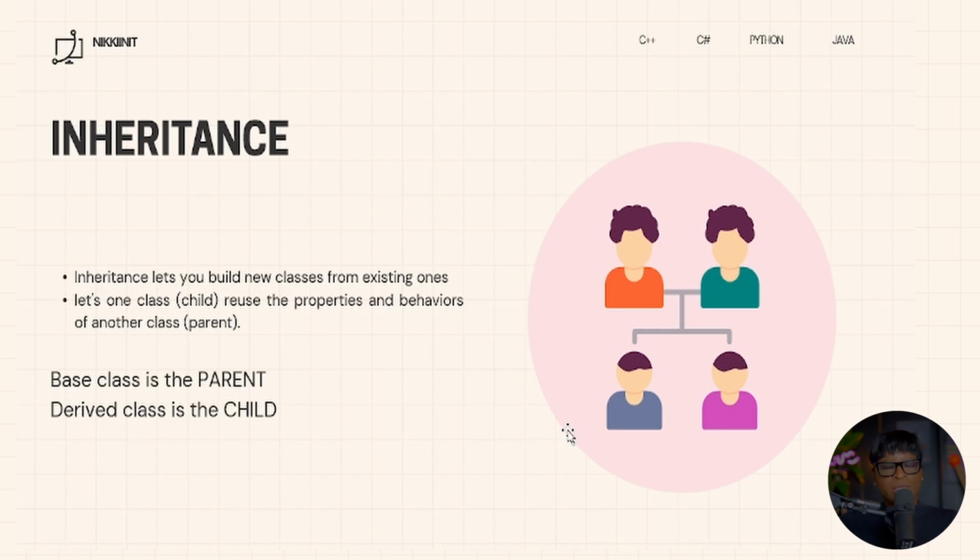Now let's take a look at inheritance. Inheritance lets you build a new class from an existing class. It lets one class, which is the child class, reuse the properties and behavior of another class, which is the parent class. The parent class is always the base class, or the base class is the parent class, and the derived class is the child class.